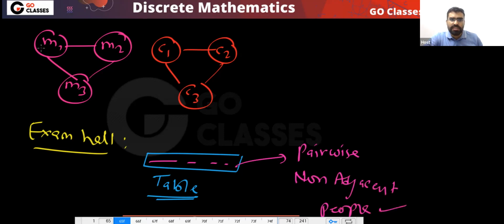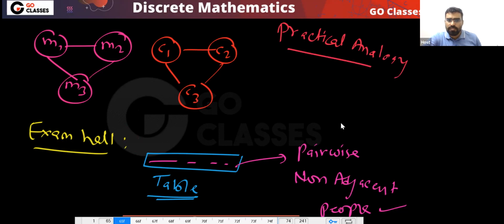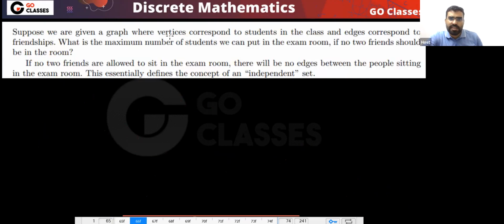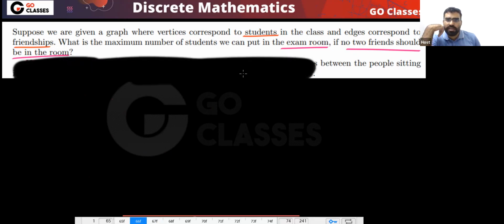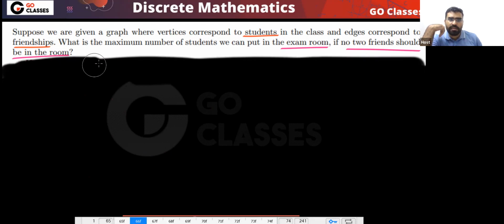So like this, okay, this is just a practical analogy. Here you can notice, for example, suppose there is a graph in which vertices are students in a class, and edges are friendship. Now, what is the maximum number of students you can put in an exam room so that no two friends are there? Like, this is your question. What will be the answer?